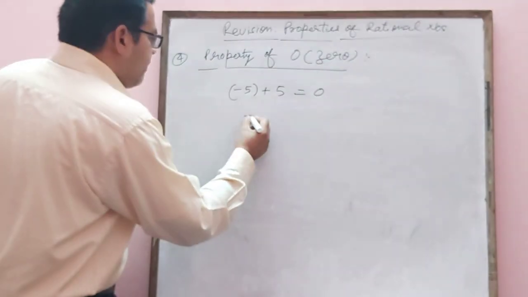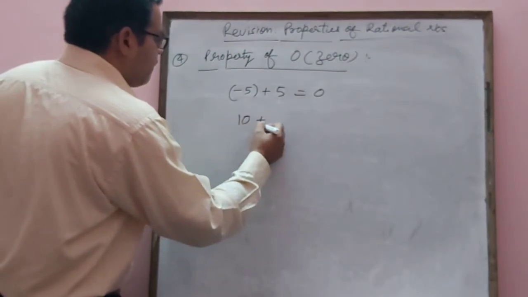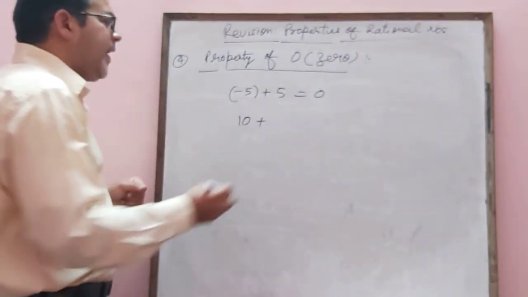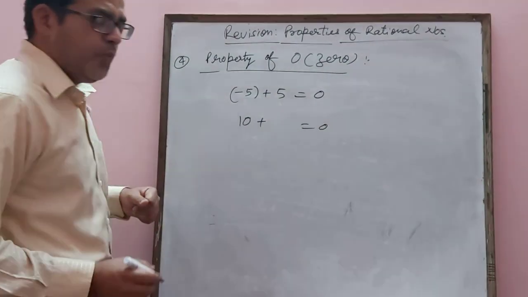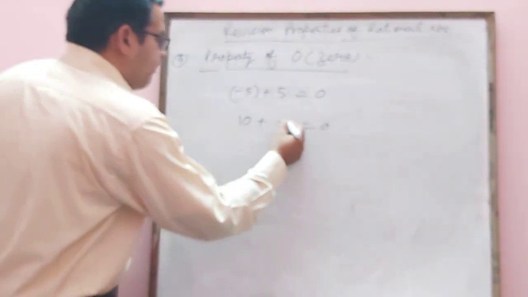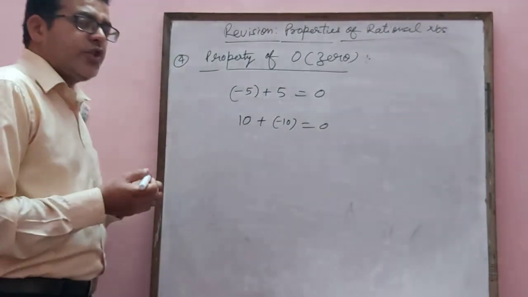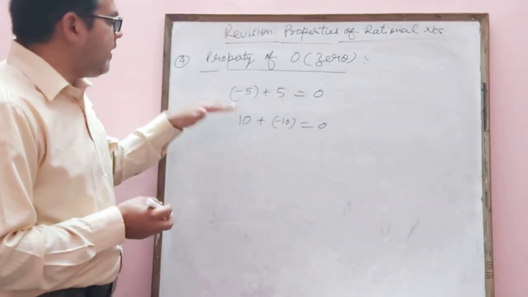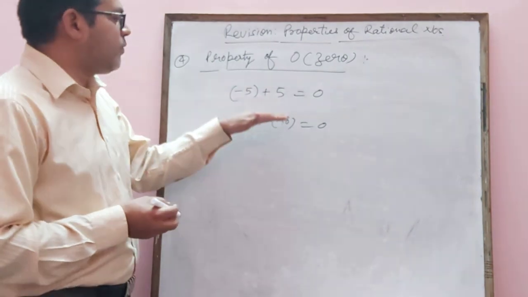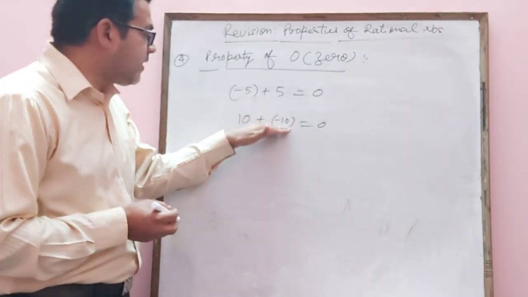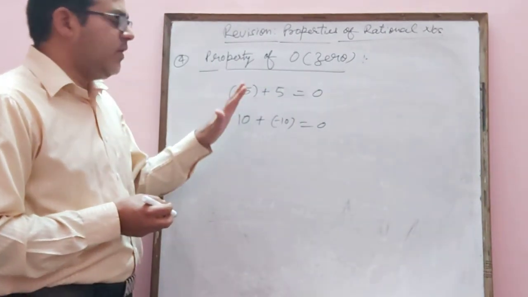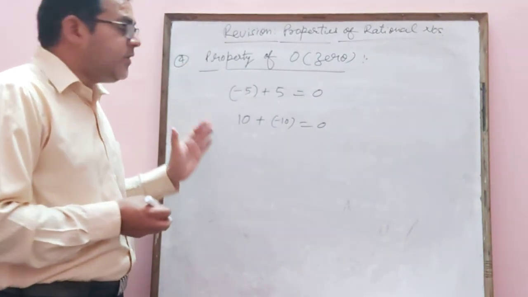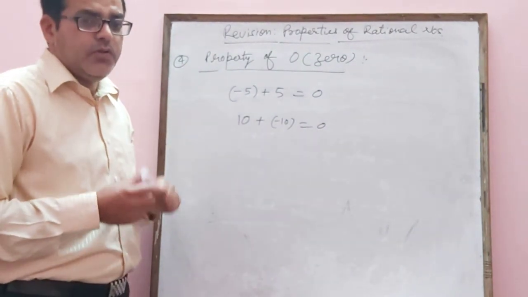In the next example, suppose 10 is there. What will we add here to make the sum 0? If we add minus 10 to 10, then only we will have 0. It means we can say that 10 is the additive inverse of minus 10, and minus 10 is the additive inverse of 10. Hope you understand, guys. This is a very important property of 0.